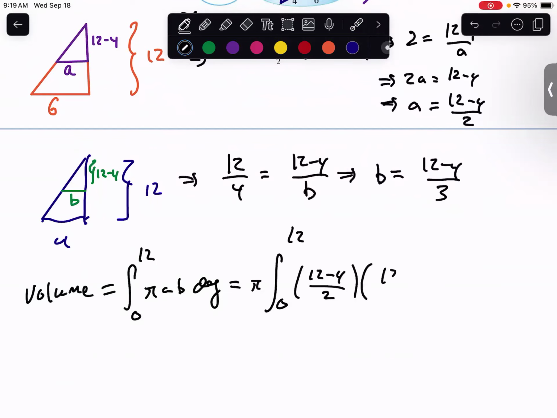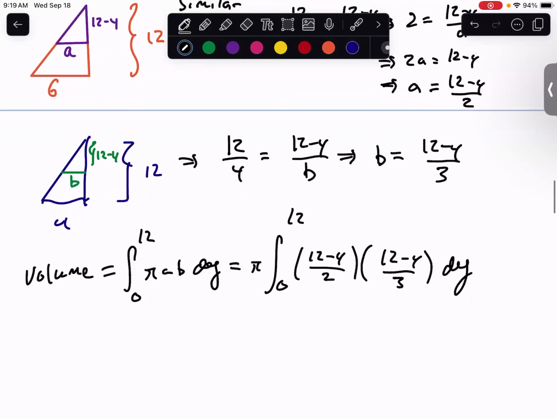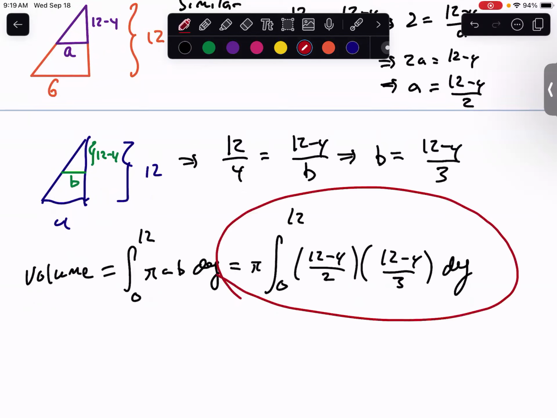And then B was equal to 12 minus Y over 3 dy. And then you can go about solving this integral. On the exam, I'm just going to ask you to set it up. You don't have to compute it, so you can leave your answer like this.